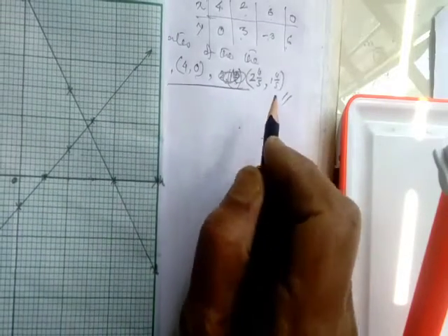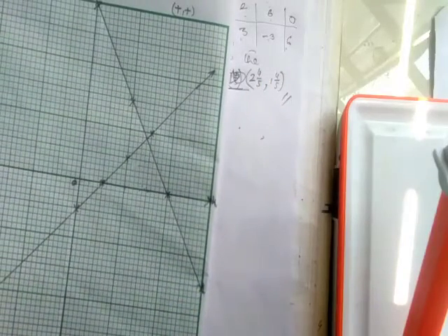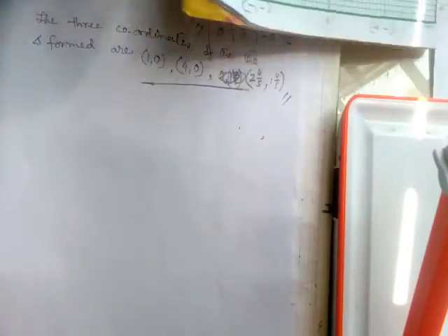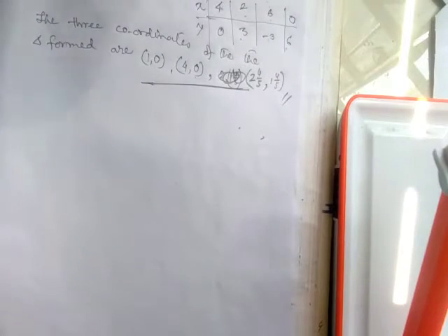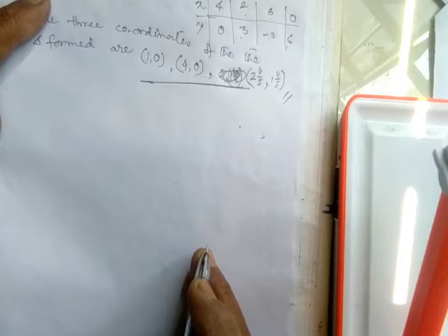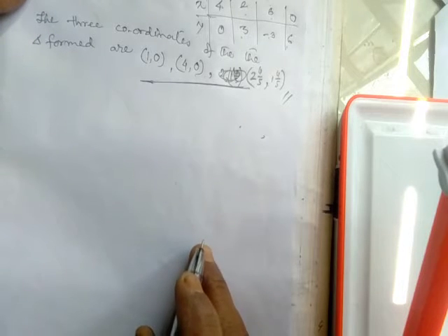So that is all for this one. One more, I am taking one more example, I am putting here. This is your graph, this is completed. Now next one, you are asked to solve the system of linear equations graphically and find the area of the triangle formed.